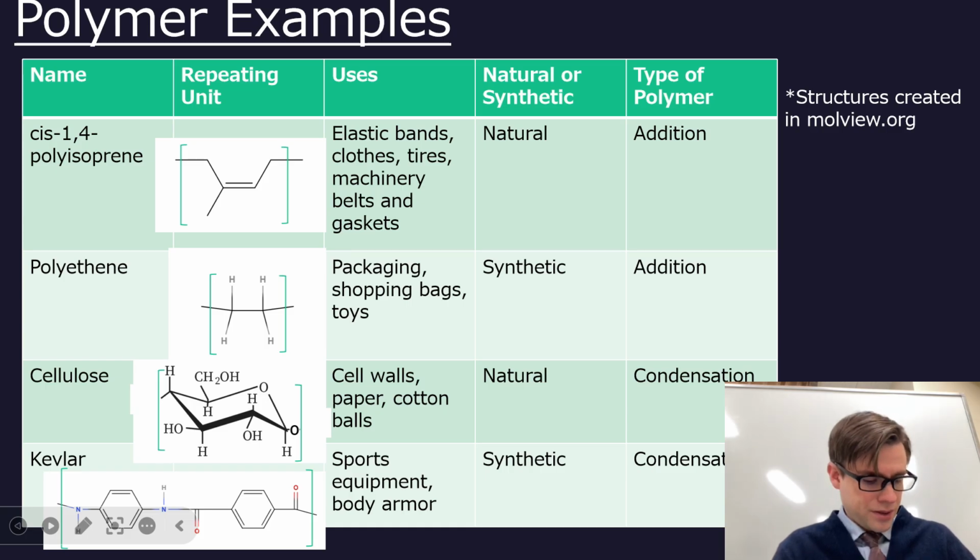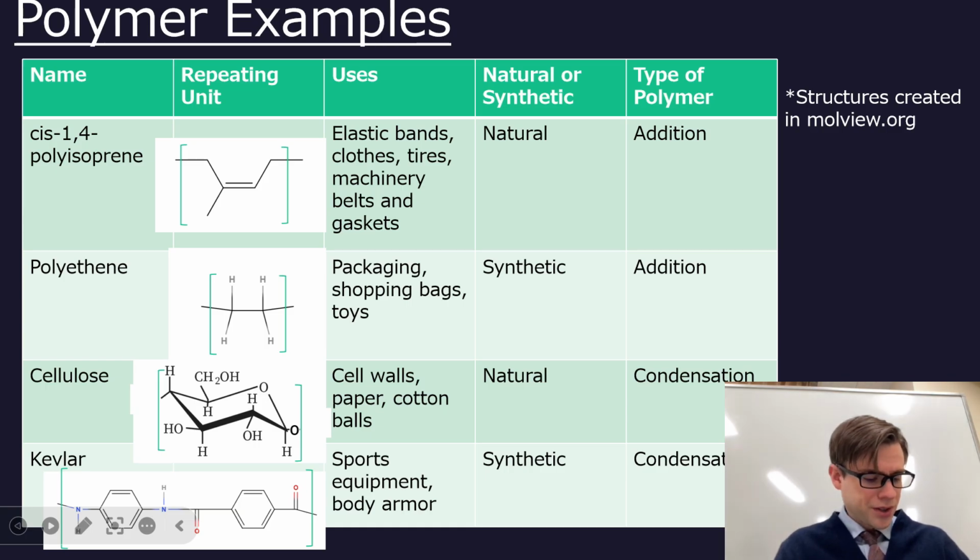Polyethene, so this is just carbon and hydrogen, carbon with 2 hydrogens attached and then connected to other carbons on the sides. Very common, simple plastic for packaging, shopping bags, toys. This is synthetic though. This doesn't really exist in nature. It was made by humans, and it is also addition polymerization.